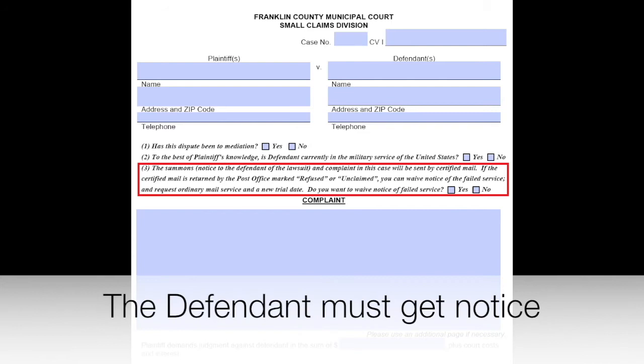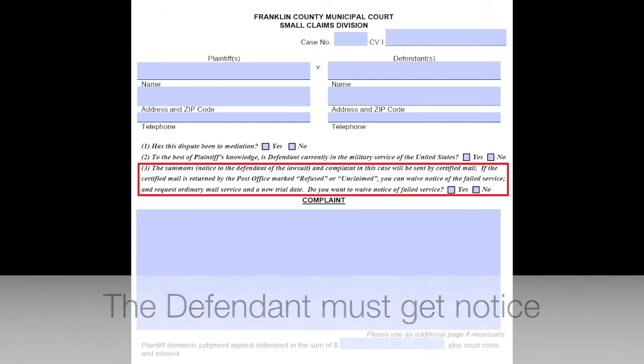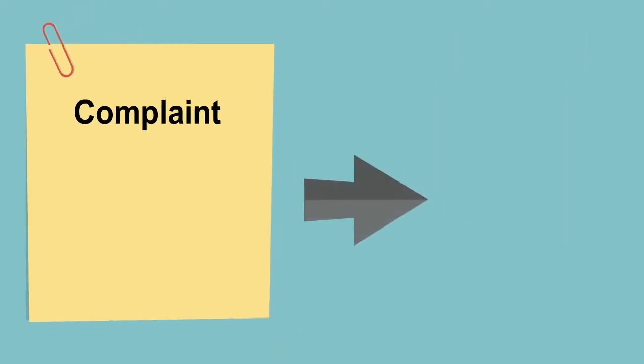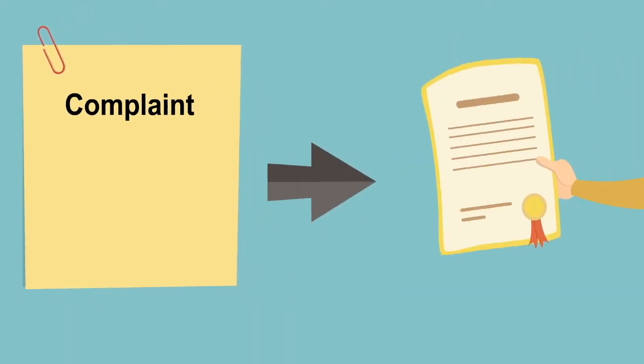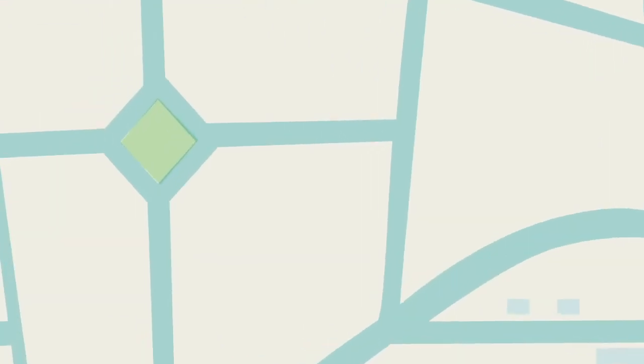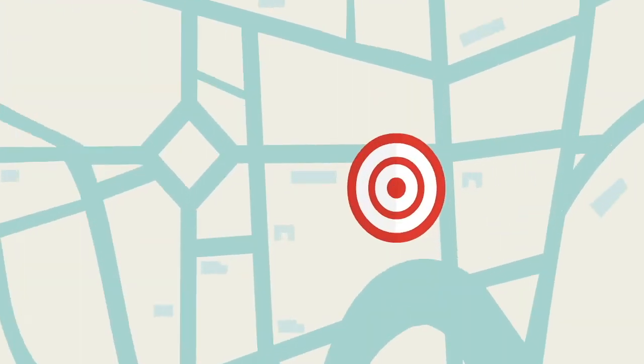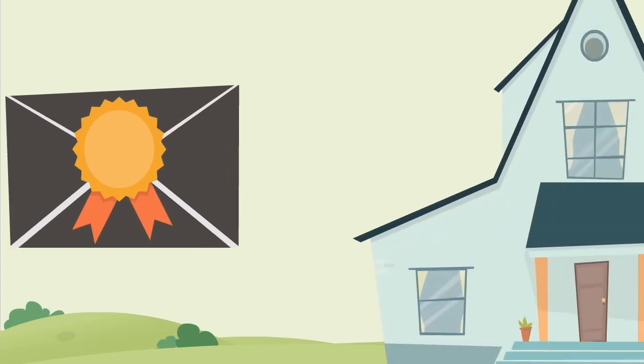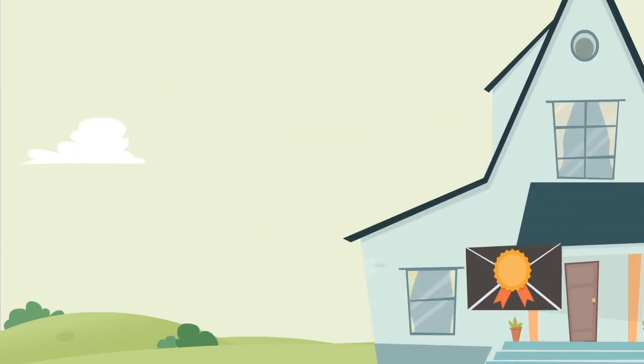The third question asks how you want to serve the complaint on the defendant. The court must give all defendants notice of the complaint. Otherwise, your lawsuit cannot move forward. That's why it's important to have a good address for each defendant. The court typically serves defendants by certified mail. Certified mail tracks whether or not the defendant receives notice.